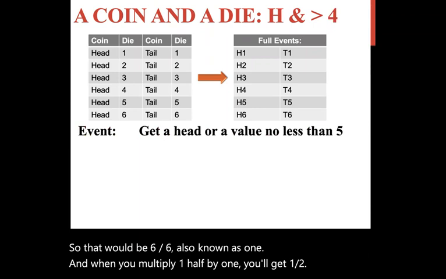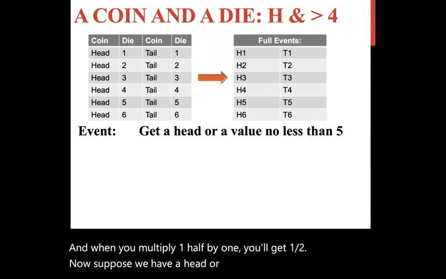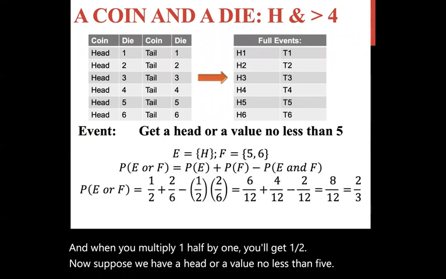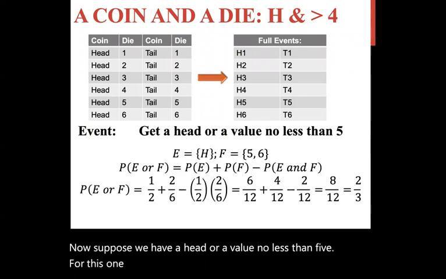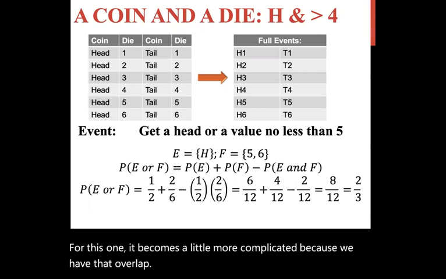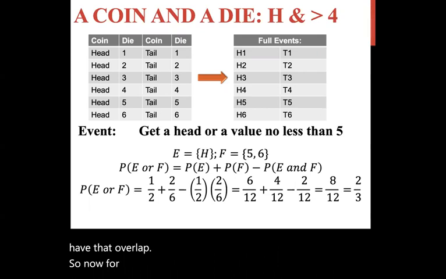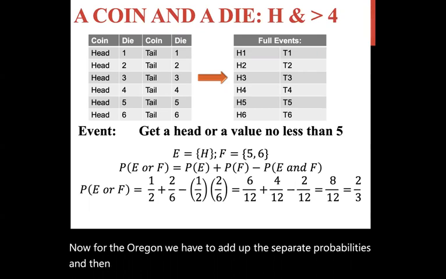Now suppose we have a head or a value no less than 5. For this one, it becomes a little more complicated because we have that overlap. So now for the or, we have to add up the separate probabilities and then subtract off the overlap, which we can get using the multiplication rule.